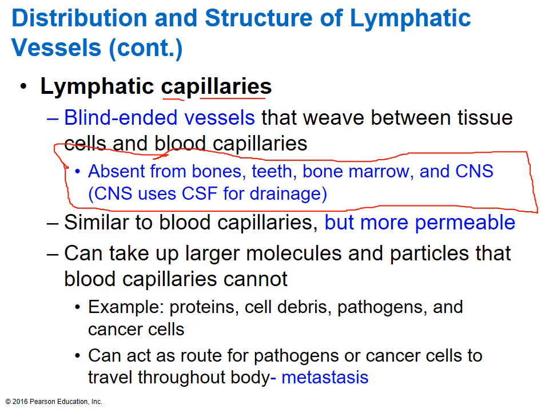And because they're more permeable, they'll have an easier time allowing the fluid to enter into the lumen, as well as being able to take up larger molecules like proteins or cell debris, as well as any pathogens like bacteria, cancer cells, and virally infected cells.